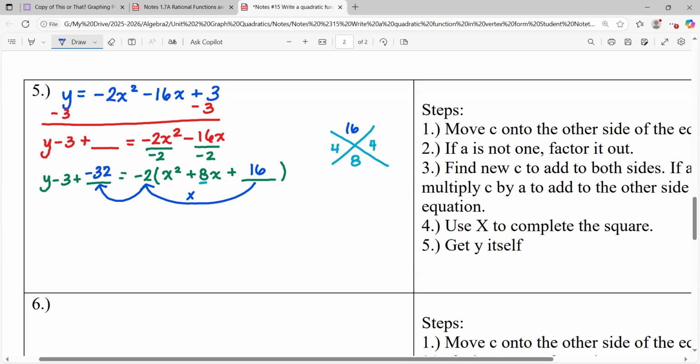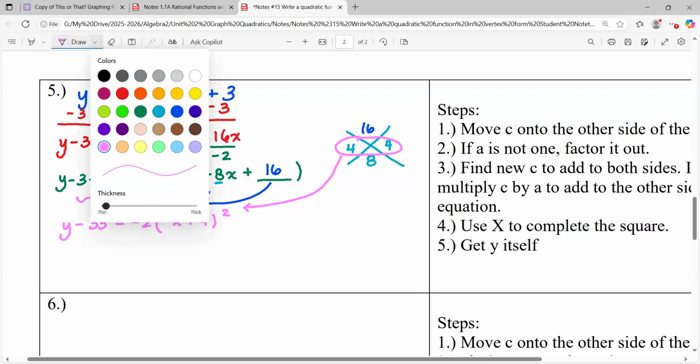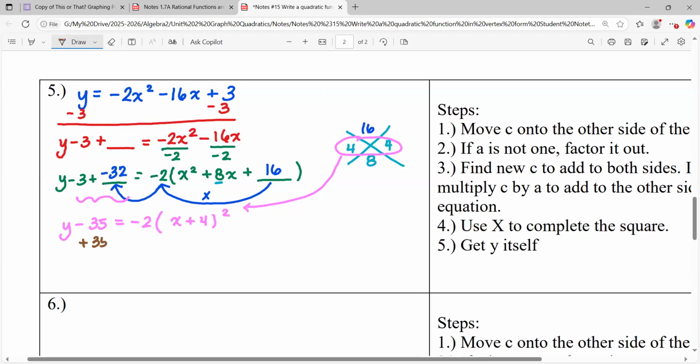Okay? Everything's the same. You just got to watch out for your negative signs. Does that make sense there? Okay, so now let's do the math. Negative 3 plus negative 32 is a what? Negative 35 equals negative 2, parentheses. How do I factor x squared plus 8x plus 16? x plus 4 squared. And then how do I get y by itself? 35. So what is this? y equals negative 2(x plus 4) squared plus 35.